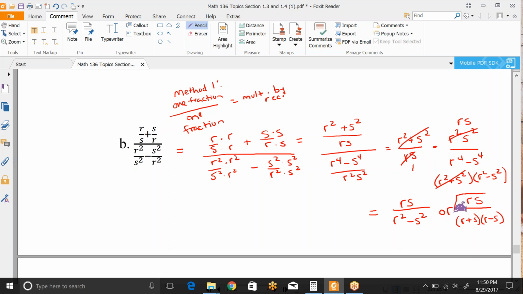So I prefer the completely factored method, but that's just me. This would also be acceptable. So that's using method 1. Method 2, which I'm going to work kind of over here to the side.